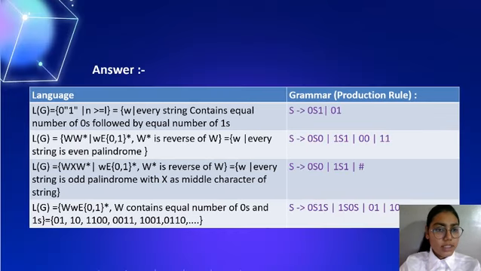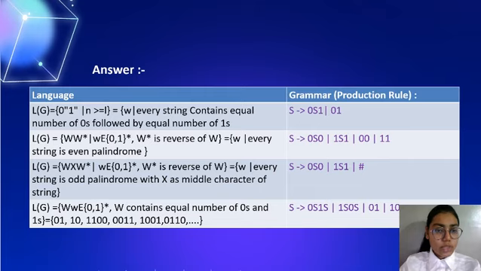So the answer is, here we have languages, and the production rule for language L of G is S → 0S1 | 01. For L of G equal to {W W^R | W ∈ {0,1}*, W^R is the reverse of W}, every string is an even palindrome. The production rule for this is S → 0S0 | 1S1 | 00 | 11.